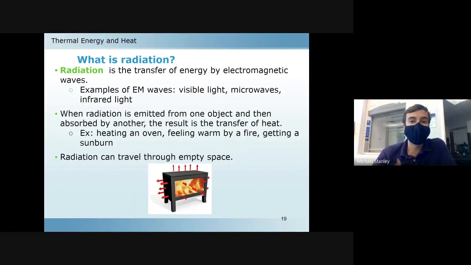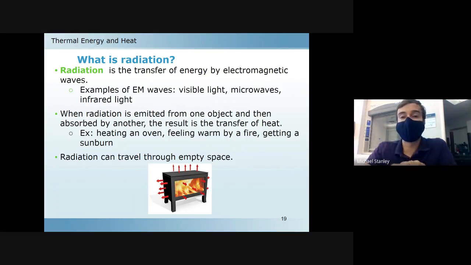Again, the heat isn't getting to you because it's being carried in the air from the sun. There's no air in space. Radiation, the cool thing about it is that it can travel through empty space. So a lot of times, in order for energy to get transferred, it has to move through some sort of substance.